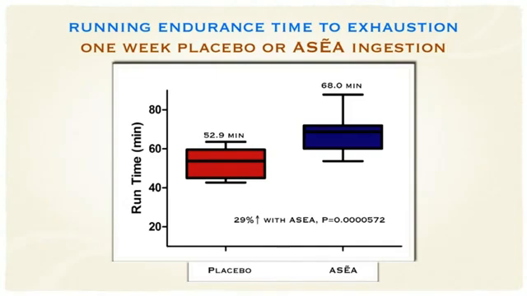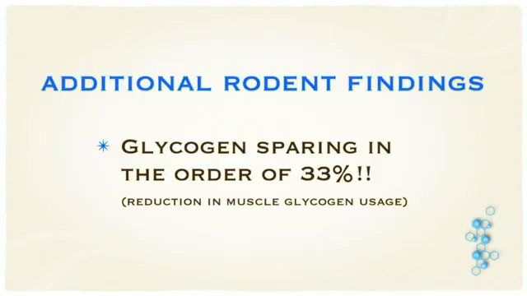After running on a treadmill to exhaustion, mice given ASEA showed a 29% better endurance than the placebo group. And this was an extremely excellent p-score of 0.0000572. Unequivocal difference. Additionally, after doing muscle biopsies, they determined that there was sparing of glycogen, in other words, a reduction in muscle glycogen usage by 33%. When we don't burn our glycogen, we have better endurance, more stamina, and easier recovery. Additionally, there was preliminary evidence that there was some mitochondrial biogenesis as well.